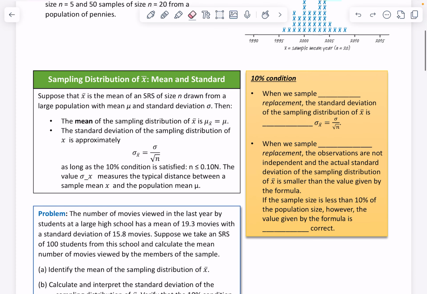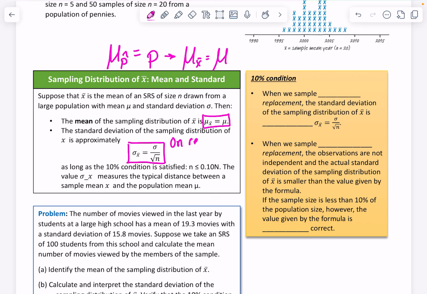So like before, where the mean of p hat, the mean of the sample proportions, was just whatever the population proportion was, similarly, the mean of X bar is going to be whatever the population mean was. Now, standard deviation, before we just followed the formula, so we're just going to follow this formula. And the best thing about it, these are all on your reference sheets.